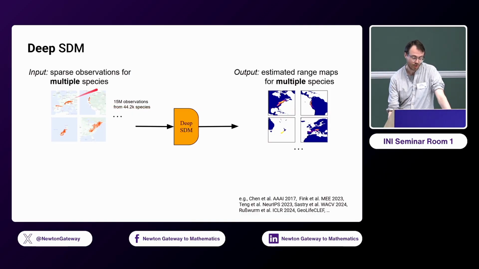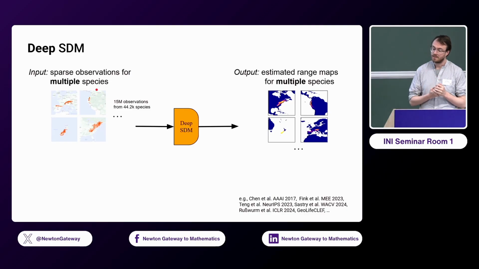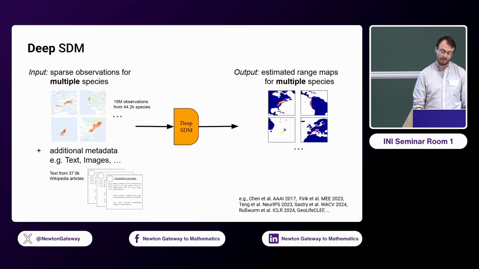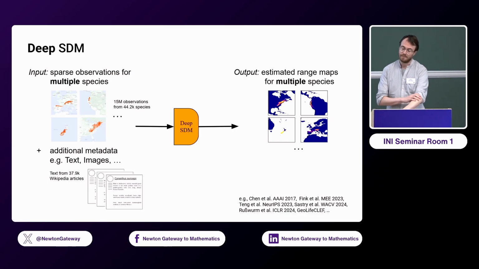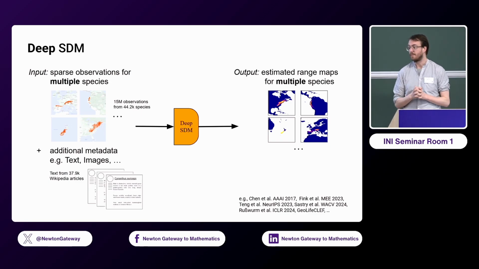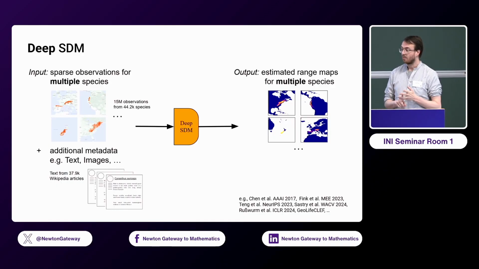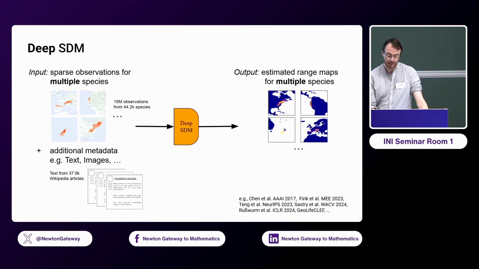A crucial benefit of this is the ability to capture these interdependencies, these relationships between species. But the other big enabling capability of these models is the ability to incorporate other information. So metadata, yes, like environmental information, but we can also incorporate natural language descriptions, images, and so on into these models to learn better representations and to make better predictions.